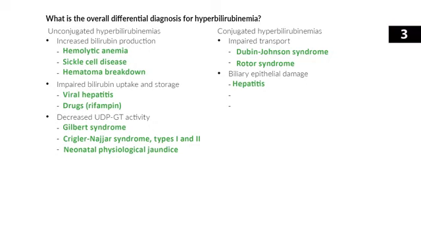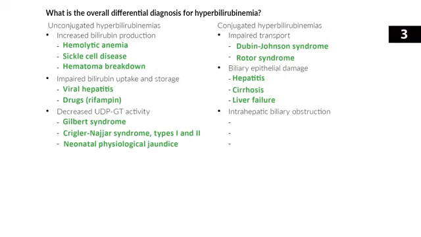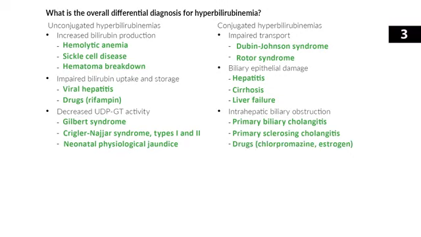The other obvious one is cirrhosis. Fibrosis of the liver from chronic inflammation will end up damaging the coexisting biliary epithelial system and its ability to excrete bilirubin and bile. The next cause of direct hyperbilirubinemia is intrahepatic biliary obstruction, where you have obstruction of the bile ducts inside the liver itself, such as with primary biliary cholangitis and primary sclerosing cholangitis. We're going to talk about both of those in a second. And certain drugs, such as chlorpromazine and estrogen, can cause this as well.